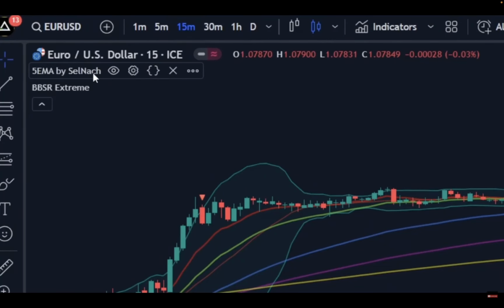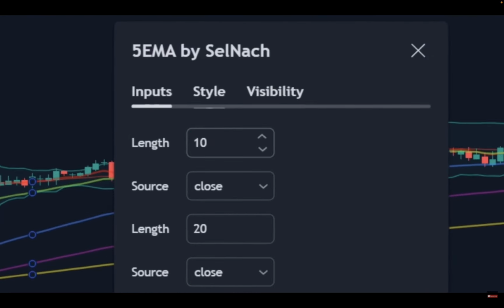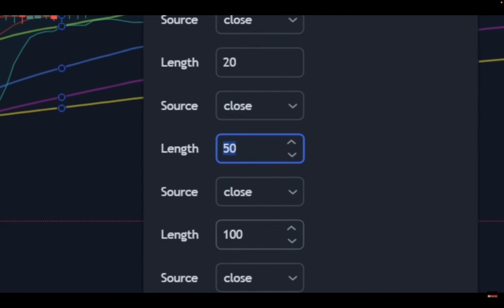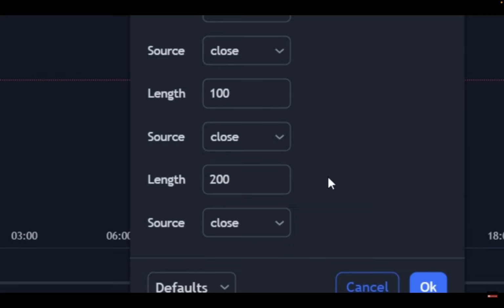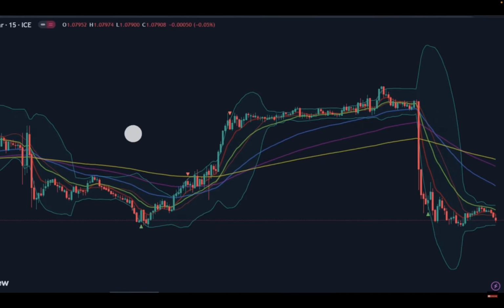First, click on multiple EMA indicator settings and select the Input tab. Change the first length from 10 to 9. Make sure the rest of the lengths are set to 20, 50, 100, and 200. Also, make sure all sources are set to close. Click OK and save the changes.